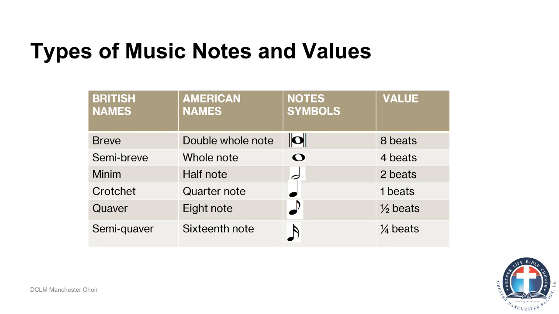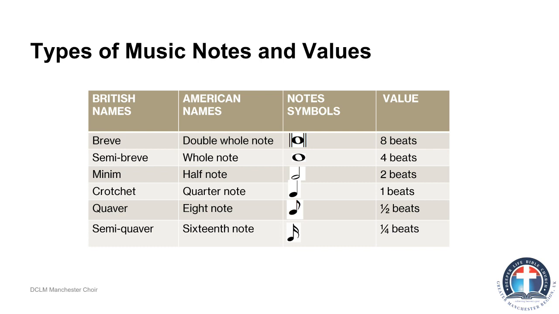The third music note here is the minim. The minim is a half note. In American, it's called the half note. It has a rounded head and a stem. It has a value of 2 beats. The fourth note here is the crotchet. The crotchet is also called the quarter note. It has a rounded head and a stem. And remember, the minim and the crotchet look alike. The difference between the minim and the crotchet is that the crotchet has a shaded head and it has a value of 1 beat.